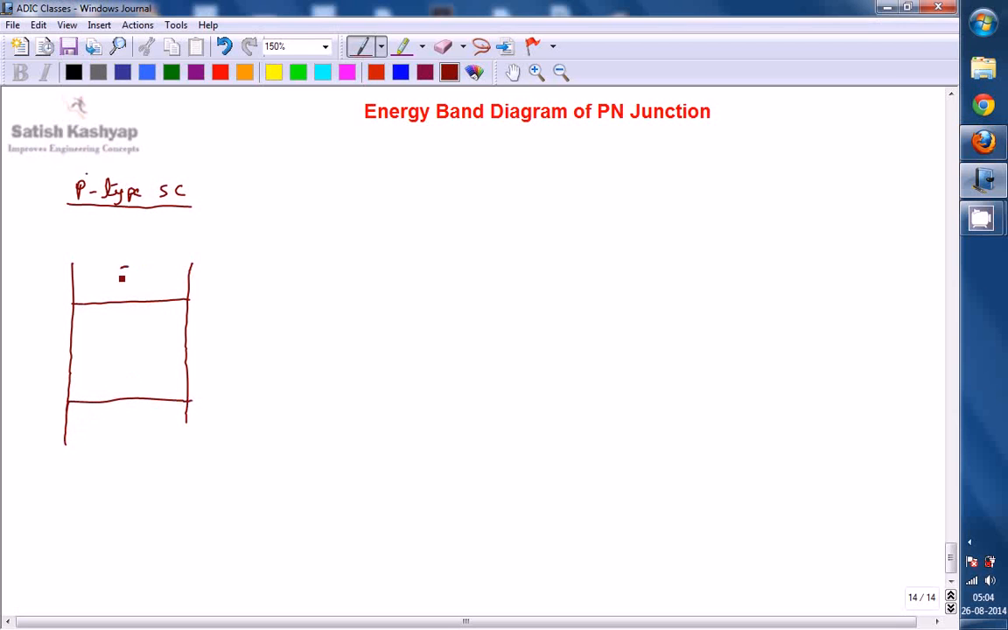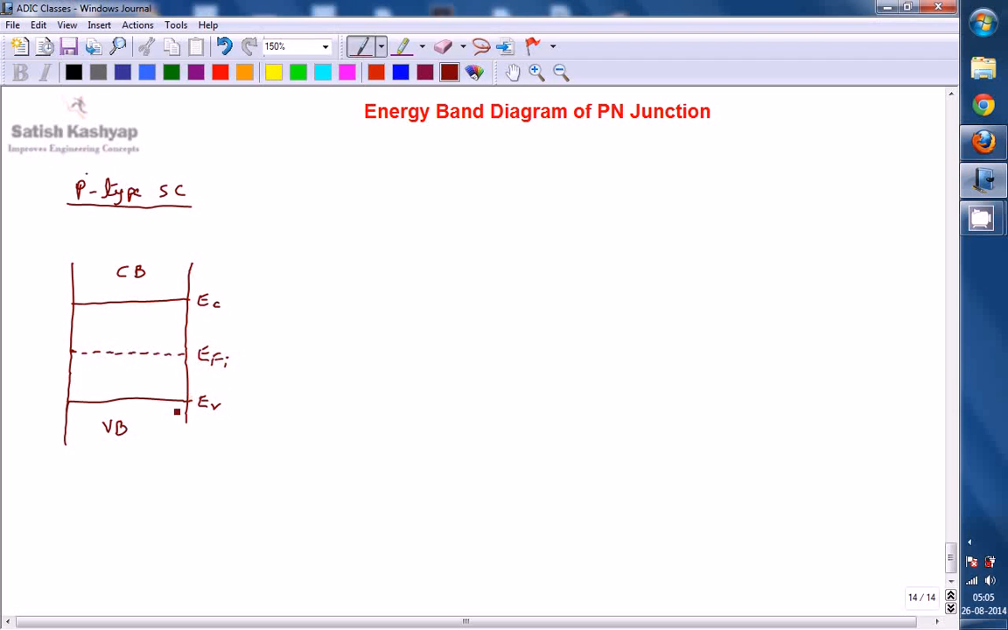So this is the conduction band and this is the valence band. EC is the lowest energy level of the conduction band, EV is the highest energy level of the valence band, and the gap between EC and EV is the energy gap, also called the forbidden band. For an intrinsic semiconductor there is a Fermi level at the middle of the energy gap, indicated as EFI, the intrinsic Fermi level.